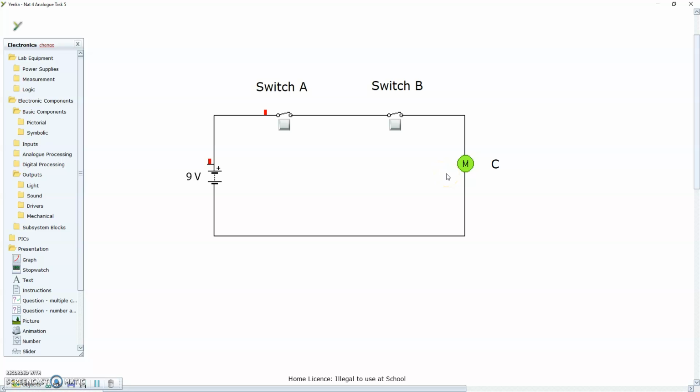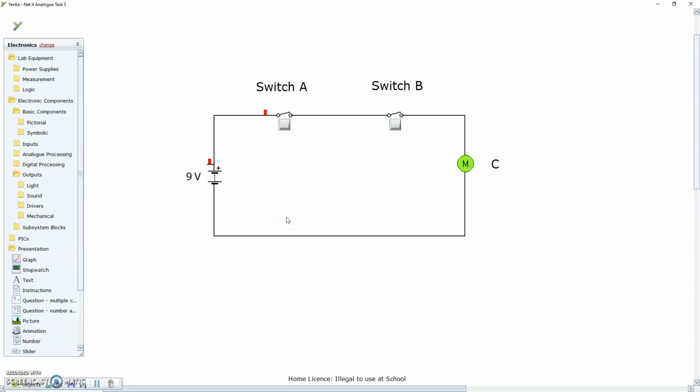It's an output device, but we've also got two input devices in this circuit, switch A and switch B, and this time the two switches are connected in series. In other words, one after the other, they form part of the loop of the circuit, which means that currently this toggle switch is open and that toggle switch is open, so there's no current able to flow through this circuit.